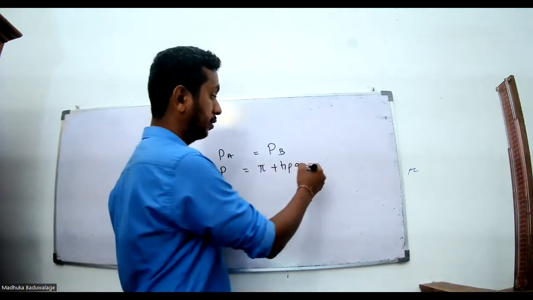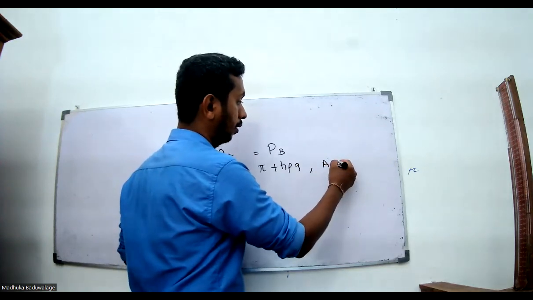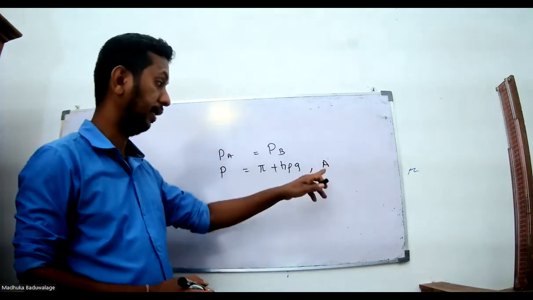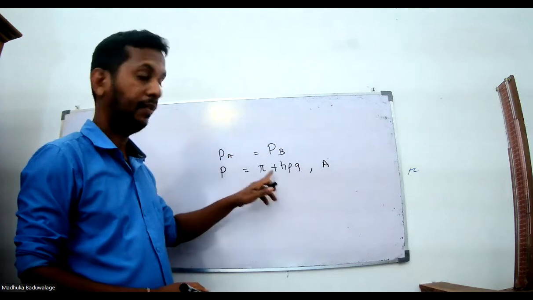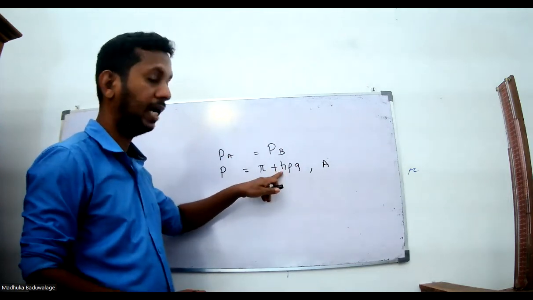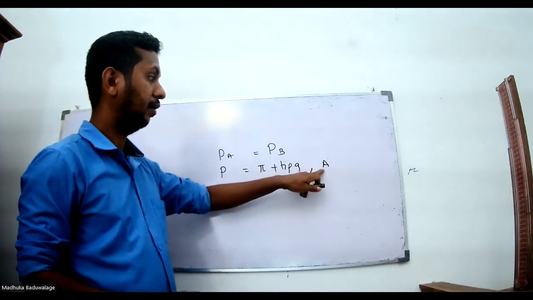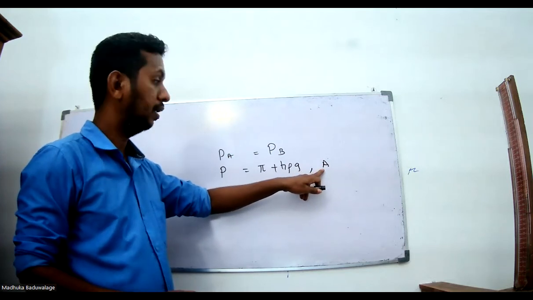So the cross-sectional area does not impact this reading, because pressure depends only on the height of the liquid column, not on its cross-sectional area.